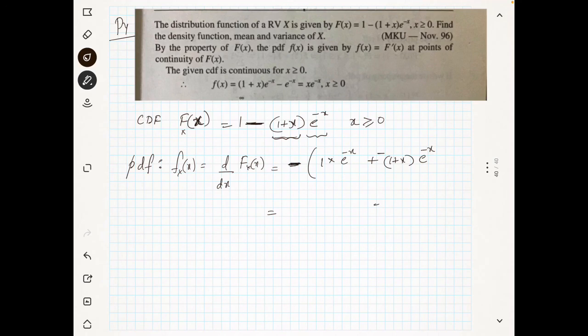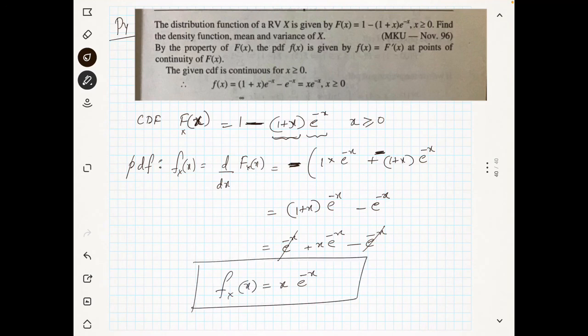So now you will get this minus here. Okay, so minus of e power minus x, then there is a minus here and a minus here, so minus minus becomes plus, so 1 plus x into e power minus x. Okay, so this will be your PDF. That means it is nothing but e power minus x plus x into e power minus x minus e power minus x. So you can see this term and this term will cancel, so it is nothing but x into e power minus x.